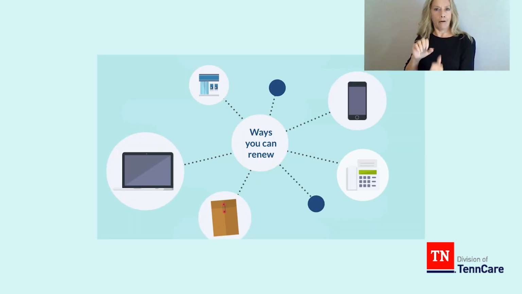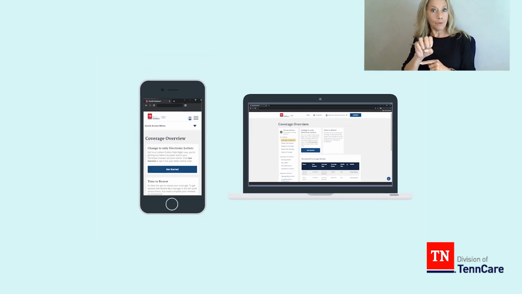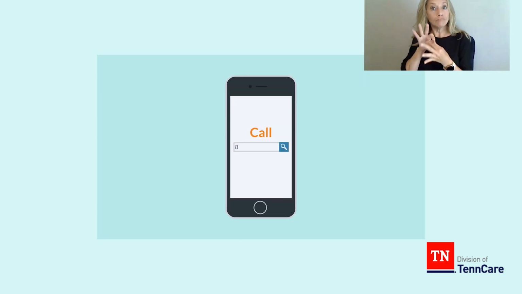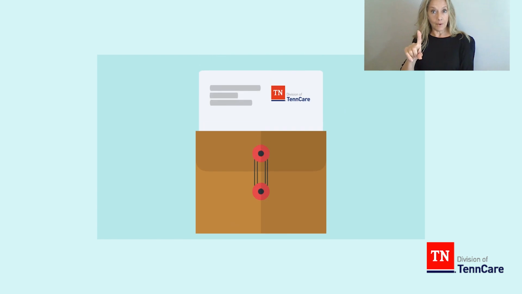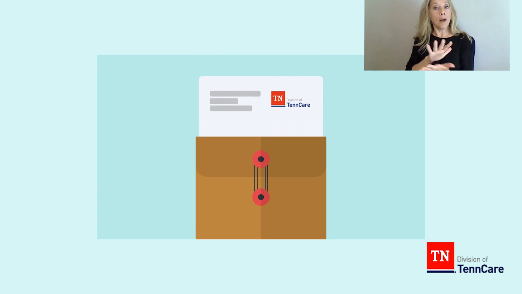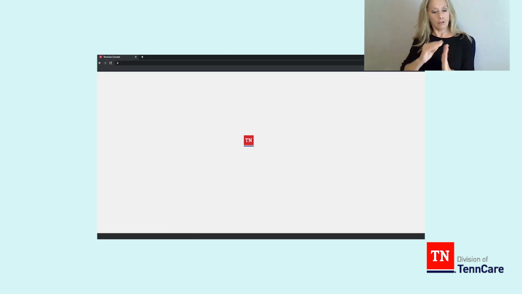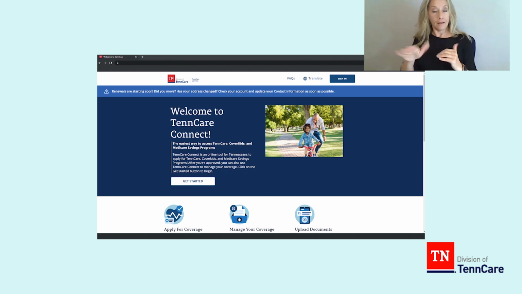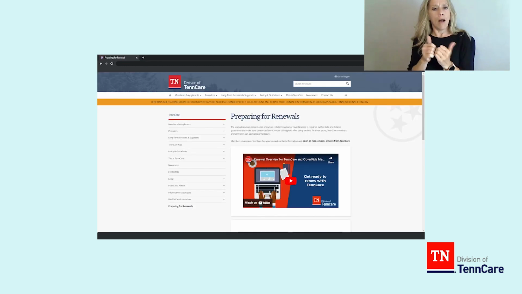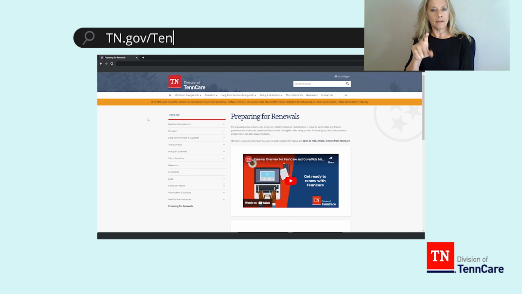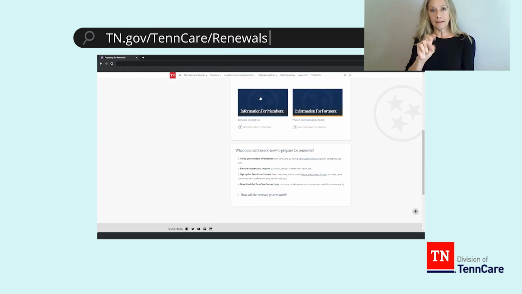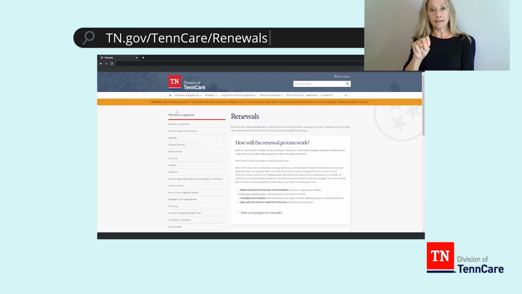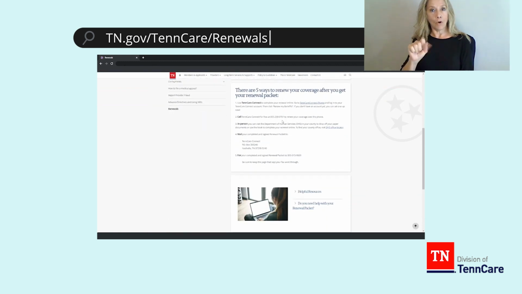Keep in mind there are several ways to renew your TennCare coverage. You can renew your coverage online through TennCare Connect, by calling TennCare at 855-259-0701, or by returning your completed paper renewal packet to TennCare. This video will focus on renewing through TennCare Connect. You can visit our website at tn.gov/TennCare/renewals for other renewal information.